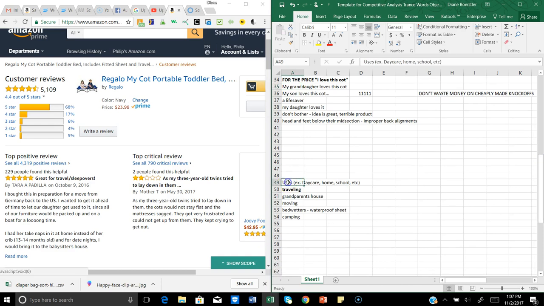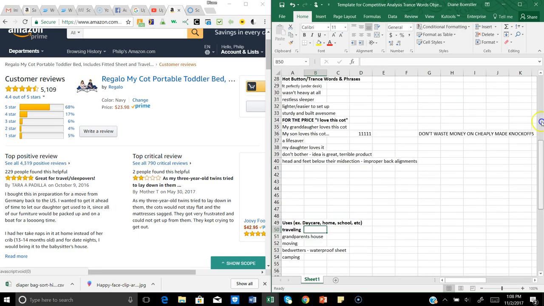And you know how to find the uses to focus on. Okay, so instead of saying, can be used traveling, grandparents' house, moving, bedwetting, camping, bicycling, Girl Scouts, blah, blah, blah, keep it focused, and use the ones that people already are looking for, the reason they're searching for it in the first place. I hope that makes sense.